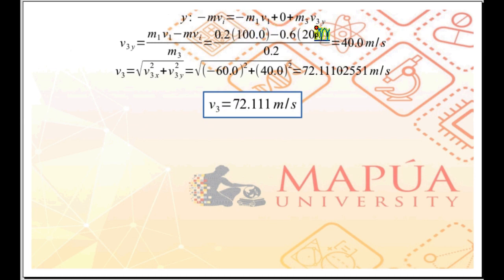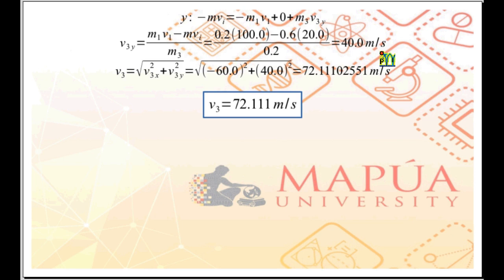And for v3, again, we don't know v3. We are looking for v3. So for the y component, we simply put v3y, so plus m3 v3y. Isolating v3y, we get m1 v1 minus m v initial, divided by m3. Plugging in the known values, the equation is complete. We are able to calculate the y component of v3. v3y is equal to 40 meters per second.